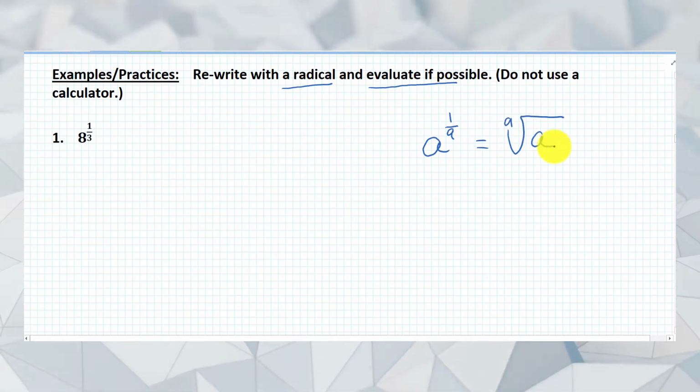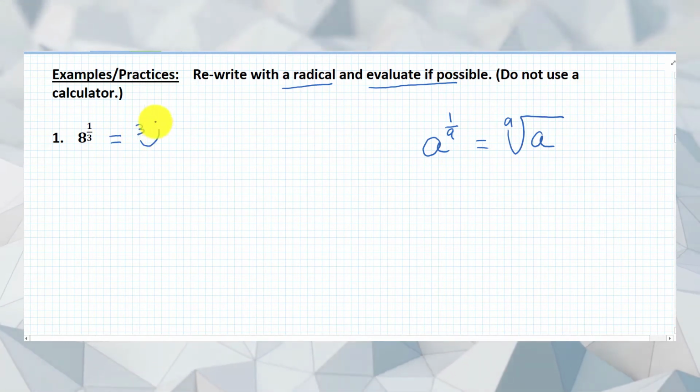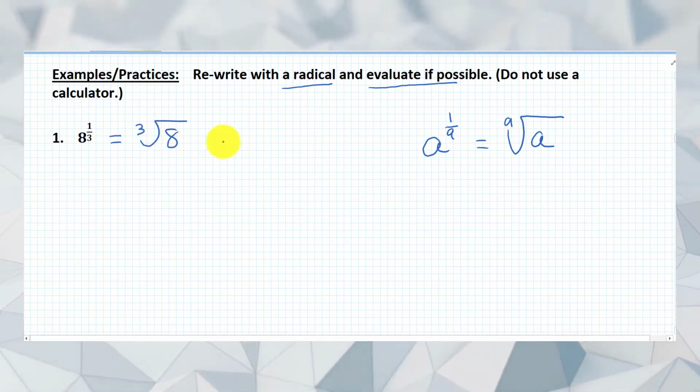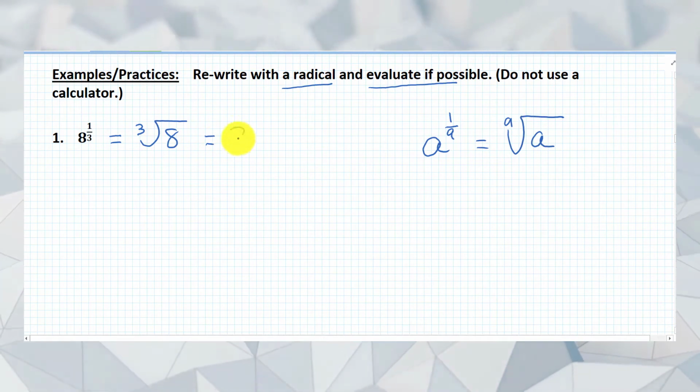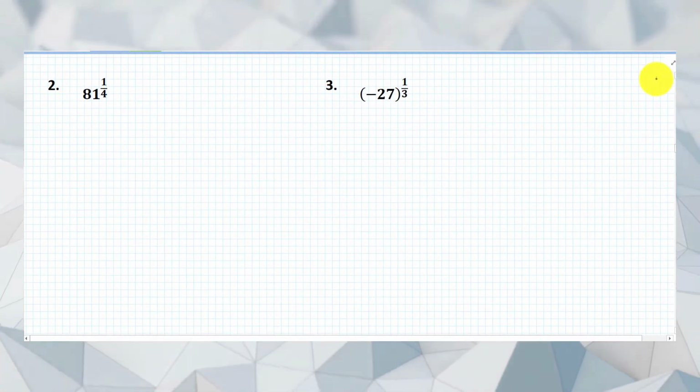That's it. All right, so 8 to the 1/3, by definition, means the cube root of 8. Do I know the cube root of 8? Yes, it is 2. Next example.